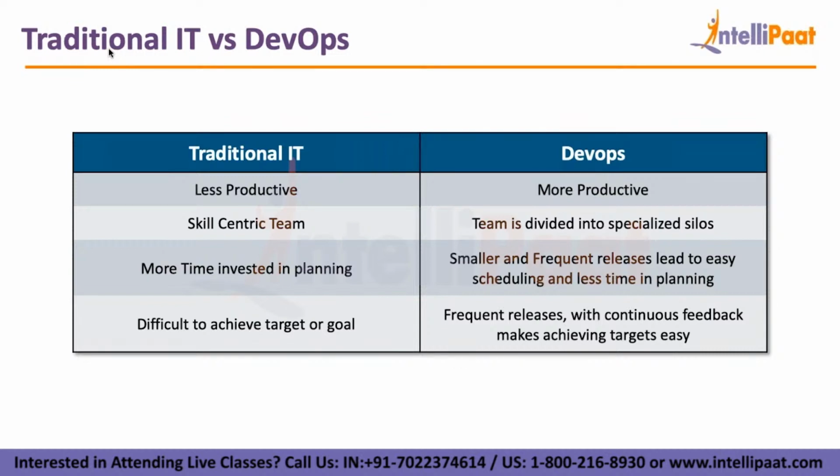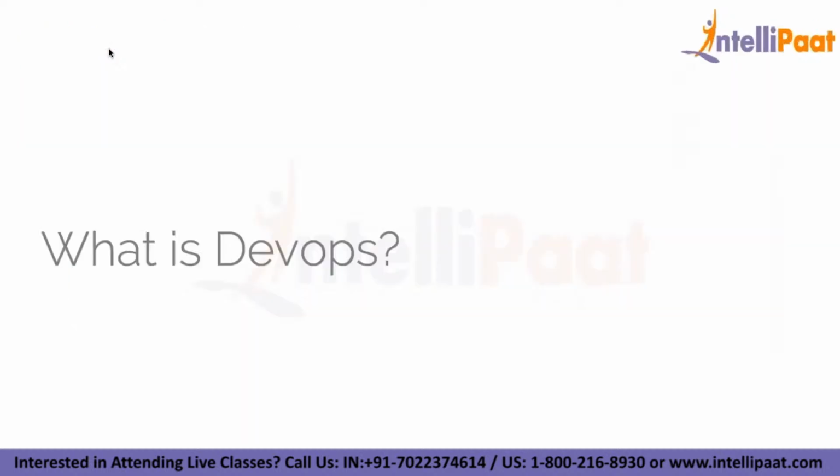And finally, in traditional IT, if you decide a deadline, it was very difficult to meet the deadline. But when you're using DevOps, because there is no uncertainty now, the ease of attaining a deadline is more. Okay, so this was the differences between traditional IT versus DevOps. And now let's answer the $1,000,000 question: what exactly is DevOps? Okay, so let's go ahead and understand that.